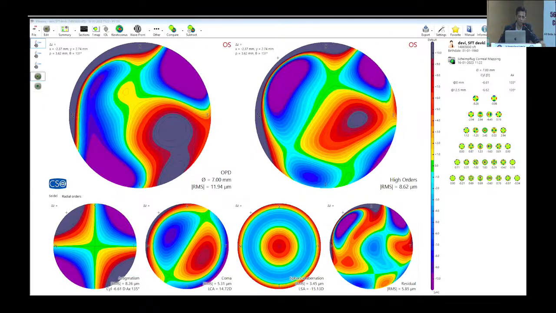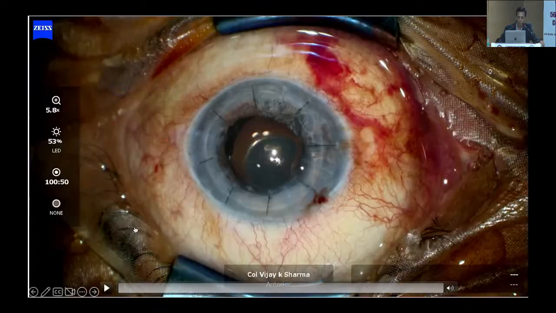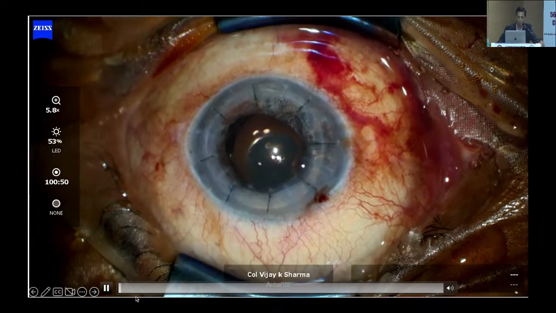So this is a patient. You can see the RMS value is 11.94 and higher order values are around 8.62. Normal values are just 0.2 to 0.3. And these are the point spread function and simulated visual acuity. So we go ahead and do a pupilloplasty in this patient.